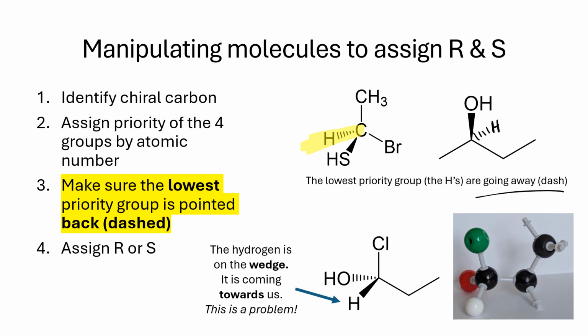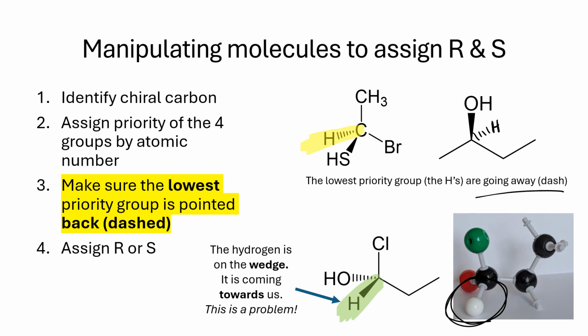Well, you could very easily be given a molecule that looks like this one down here at the bottom. Notice how our lowest priority group is a hydrogen, and it is coming towards us on a dash. And so I've built that in a model right here. The hydrogen is coming towards us, and the oxygen is going away from us. Hydrogen is our lowest priority group, and it's coming towards us. We cannot assign R and S with the hydrogen like that. We need to do something else.